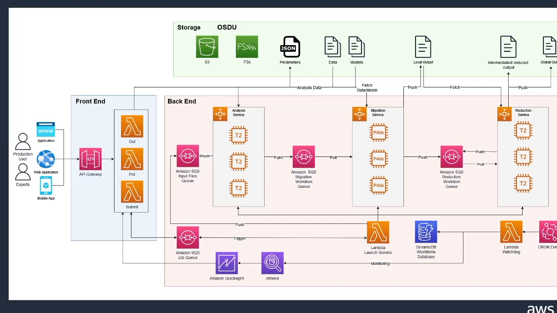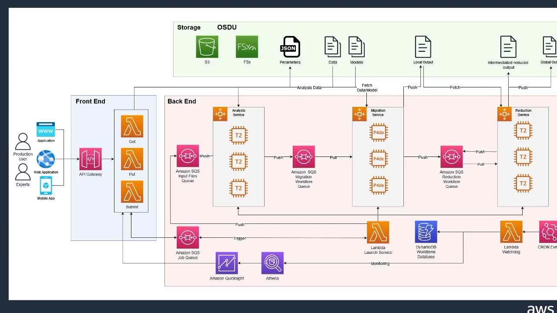In the front end, you have data cleaning, resulting in a JSON file added to the Amazon Simple Storage Service, or S3 bucket, to store your data in OSDU, a fully managed OSDU data platform on AWS. In the back end, we see the analysis service, migration service, and reduction service, running in 3 separate areas on Amazon Elastic Compute Cloud instances, or EC2 instances, which are secure, resizable compute capacity, with over 600 types of instances available.